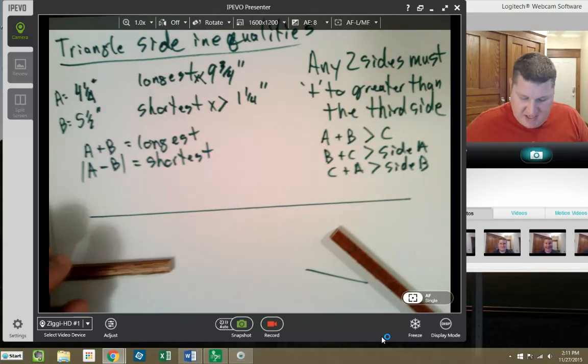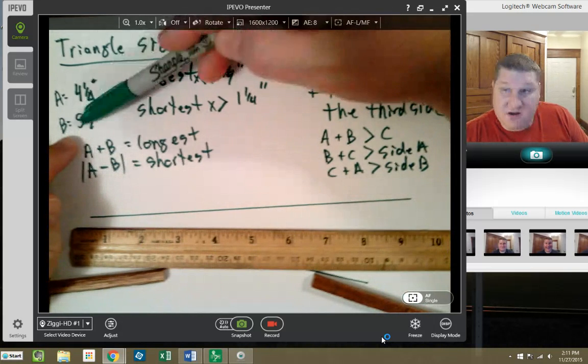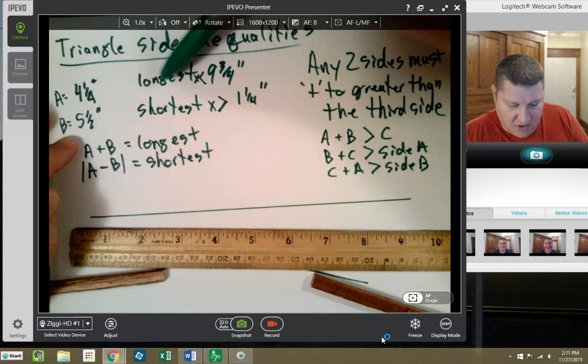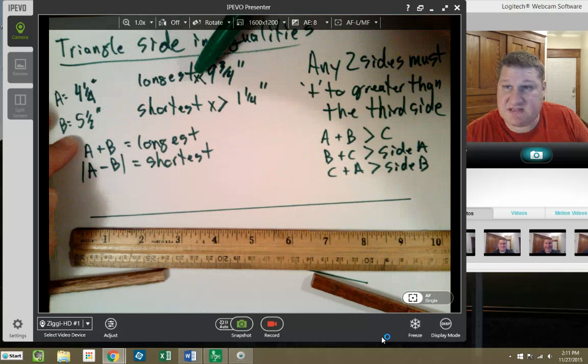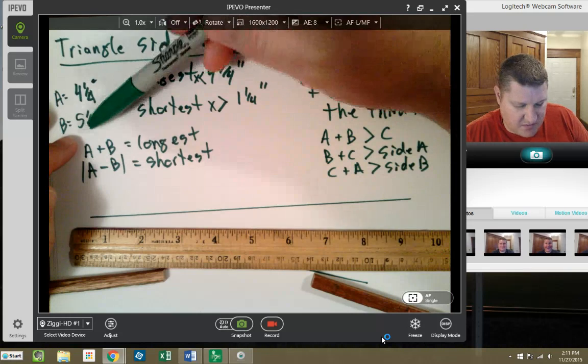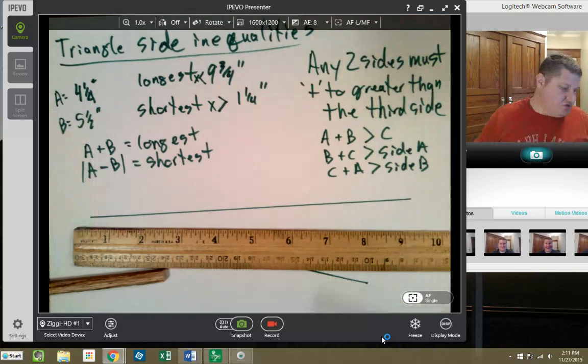You'll notice that I proved it with a ruler, but really we could have just said 4.25 plus 5.5 equals 9.75. So the longest the third side could be is something less than that. And that the shortest would be take one minus the other, 1.25, and that would be the absolute shortest.